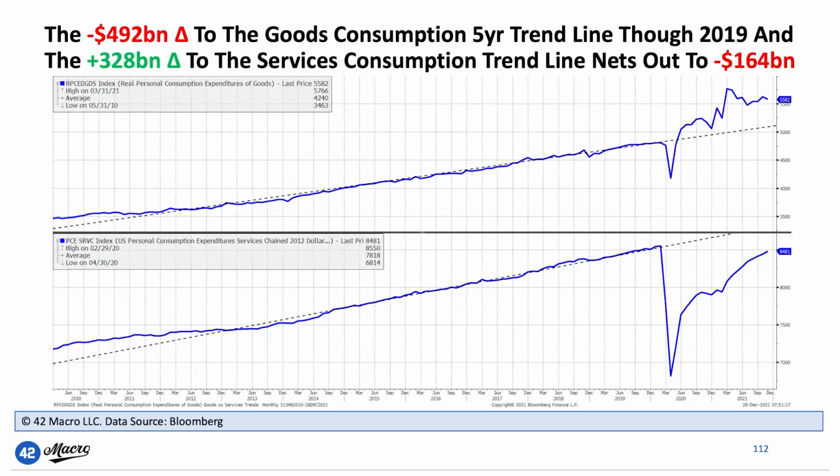We have models that are designed to project that. But the reality is I don't think those models have a hope in hell of being particularly accurate, given all the funky dynamics we have in the economy. You have this massive outsized excess spending in consumer goods. You have this massive gap in consumer services. And in terms of how we net that out from a return to trend perspective, that's a negative $164 billion delta from a growth perspective.